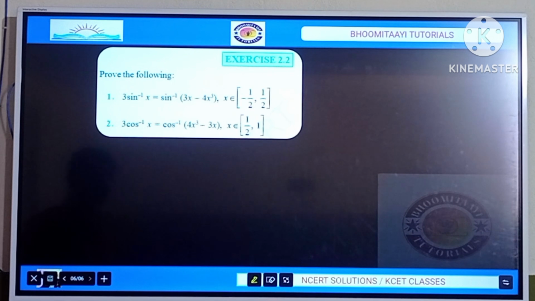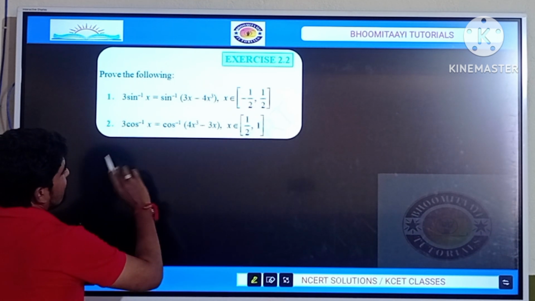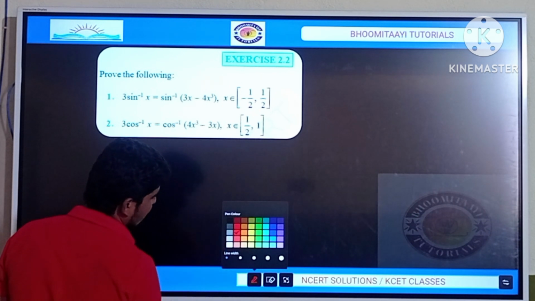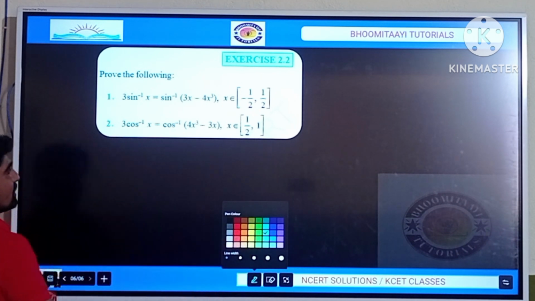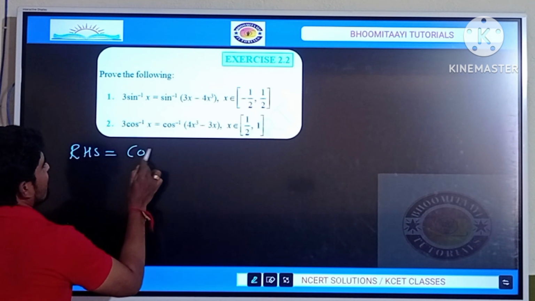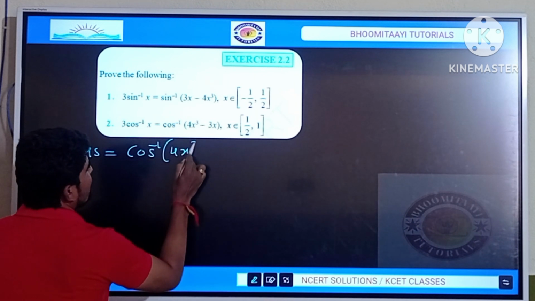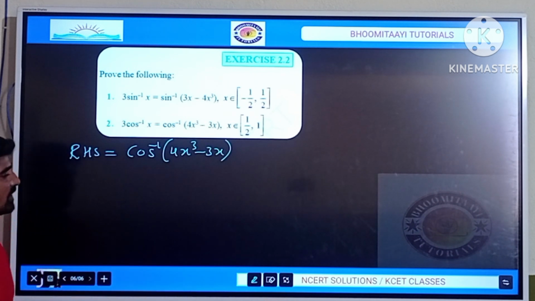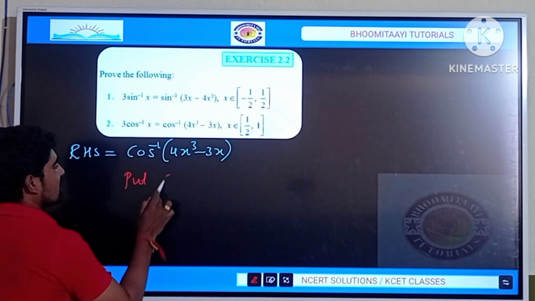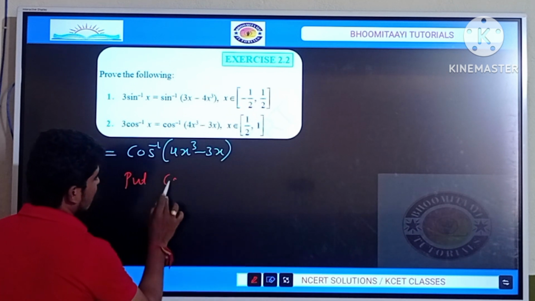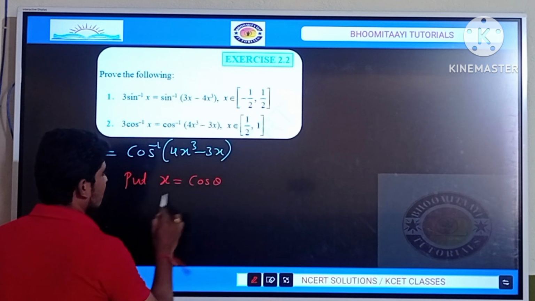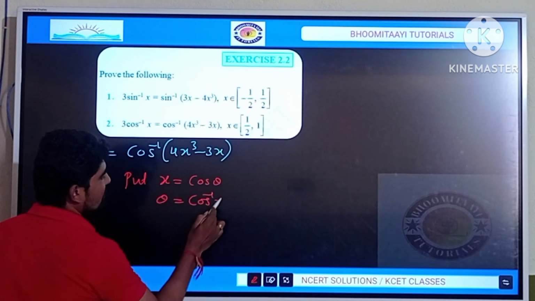Second question here. Prove that 3 cos inverse x is equal to cos inverse of 4x cube minus 3x. To prove this, again similarly consider the RHS of the given equation. What is the RHS here? Cos inverse of 4x cube minus 3x. To prove this, put x equals cos theta. It means theta is equal to cos inverse of x.